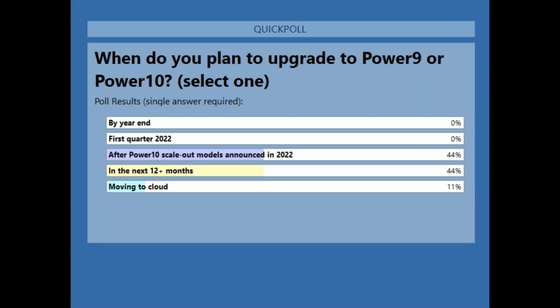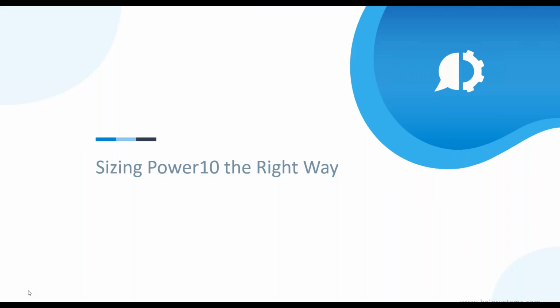We are. All right, here are the results, Tom. 44% after Power10 scale-out models in 2022. That makes sense. So the next 12 months or so, and a certain percentage moving to the cloud as well. Okay, nobody doing it here. Wow, okay. All right. Let's move on to Randy talking sizing the Power10 the right way.